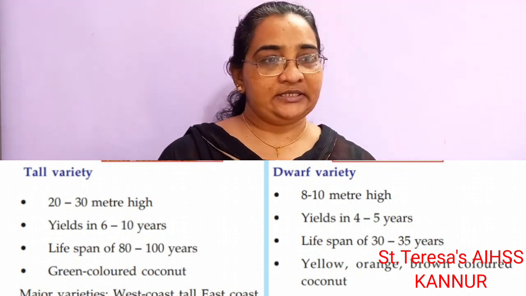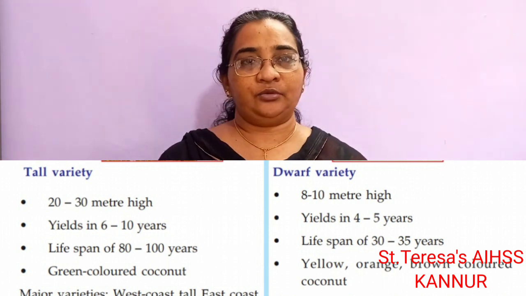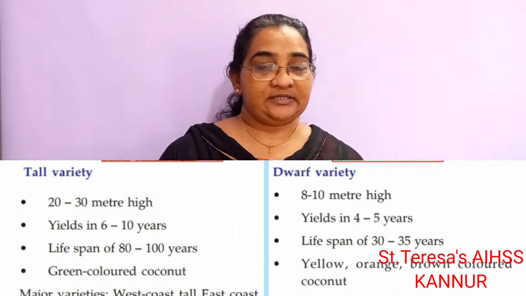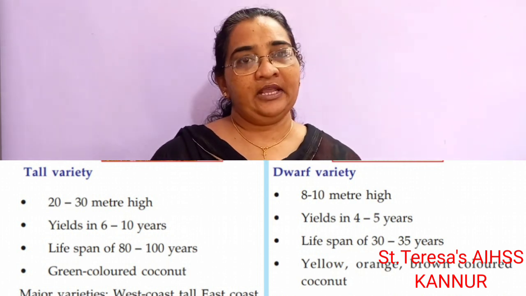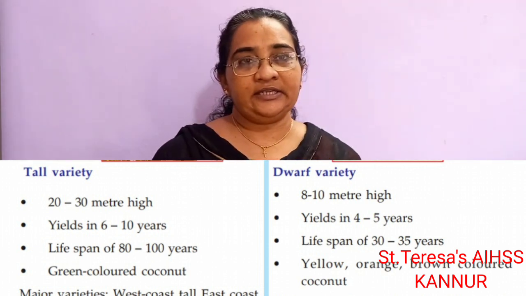Now, what are the advantages and disadvantages of the tall and dwarf varieties? You have to write them down. So look at the advantages of the tall variety. First write down the advantages and then the disadvantages. So what is the advantage? Lifespan is 80 to 100 years, isn't it? And the color of the coconut is green. Now what is the advantage of the dwarf variety? Yes, it is very short, 8 to 10 meters high, and it will yield in 4 to 5 years. So these are the advantages of both the varieties.